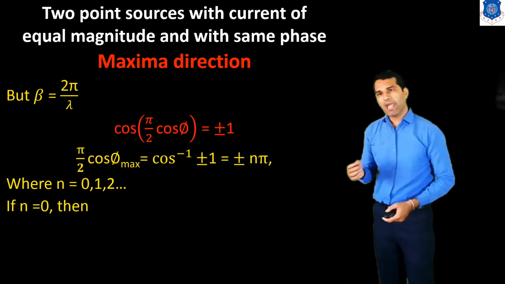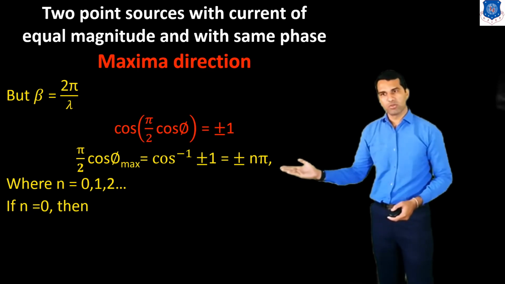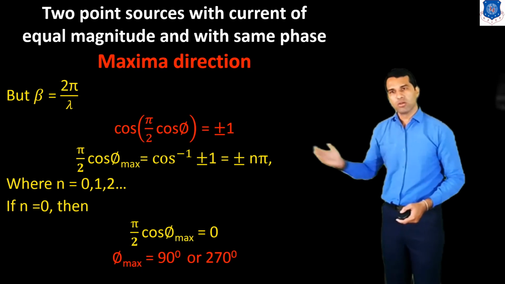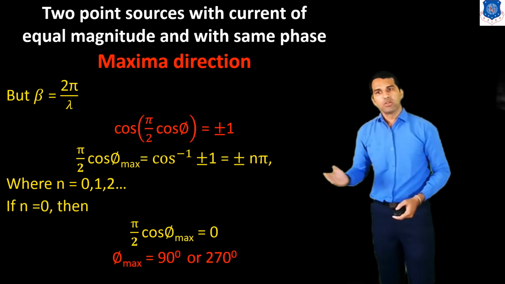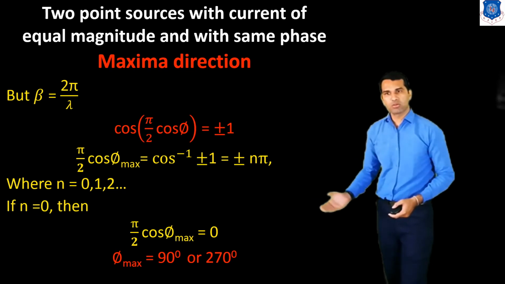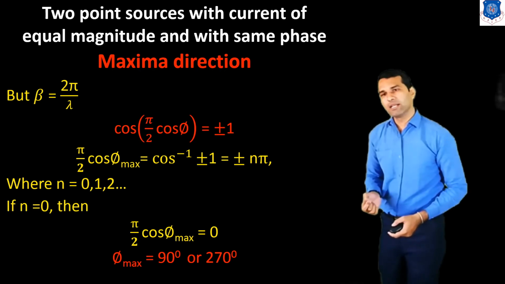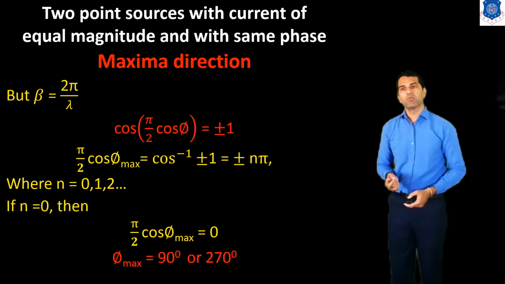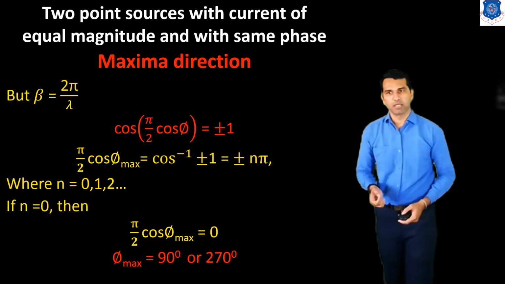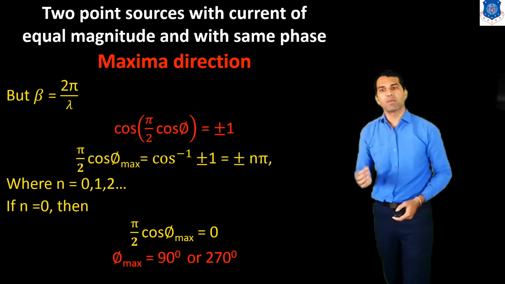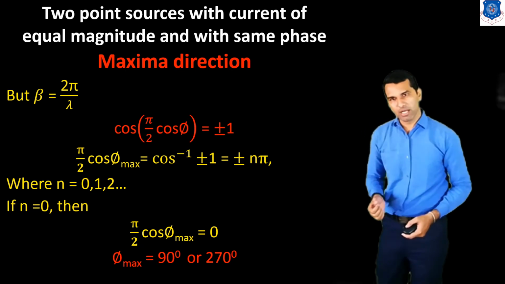If we take n equals 0 in this equation, we get pi by 2 cos phi maximum equals 0. When we solve this, cos phi equals 0, and the cos inverse of 0 gives phi equals 90 degrees or 270 degrees, because the cos value is 0 at 90 degrees and 270 degrees. So the maximum radiation for the 2 point sources is in the direction of 90 degrees and 270 degrees.